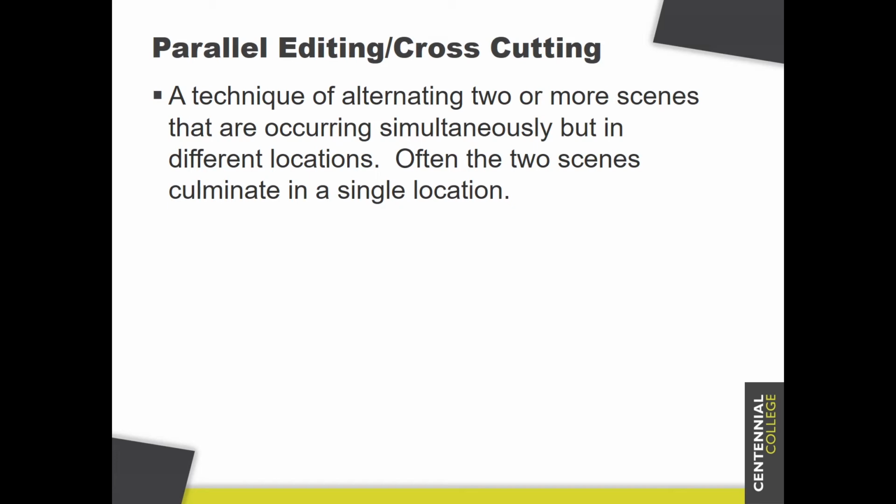Oftentimes we're trying to show what's happening in two different locations simultaneously, or we're trying to compare two things that are happening in two different locations simultaneously. There's a lot of different reasons why you might want to use parallel editing or cross-cutting. Lots of times the result of a parallel edit is that the two scenes come together, so they culminate in the same location. That's not always the case, though.